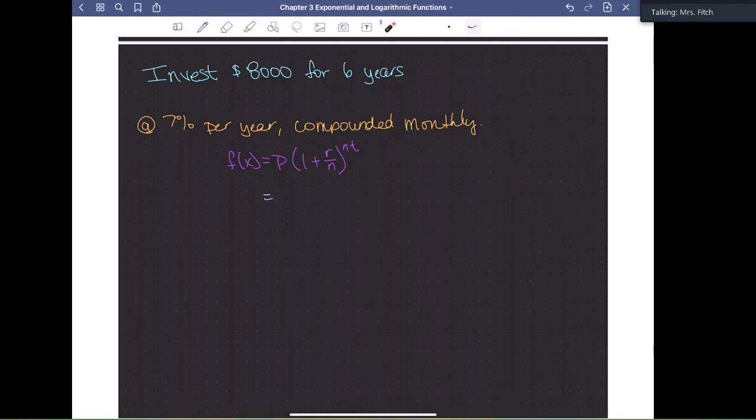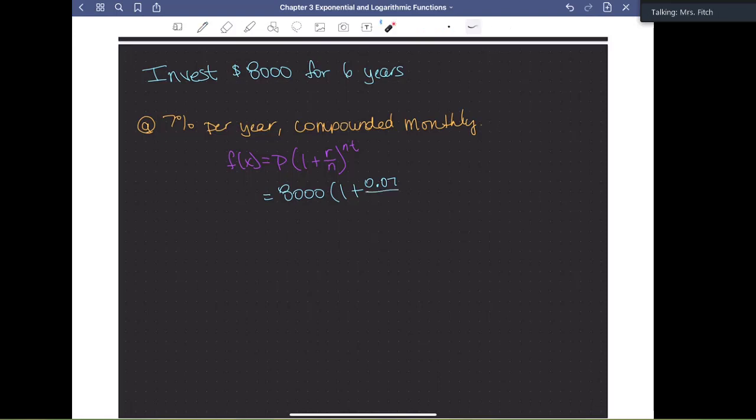So what was our principal, the amount we started with? 8,000, times 1 plus our rate. What was our rate? 7%, but we know we have to turn that into a decimal. So that's going to be 0.07, right? You can always divide it by 100 if you're not exactly sure where the decimal goes.